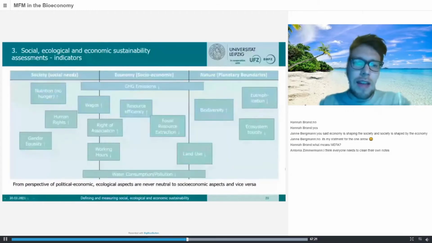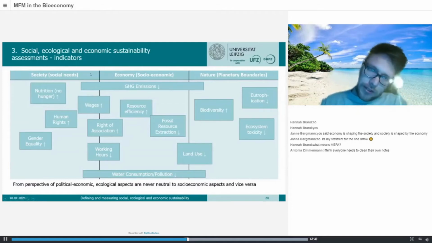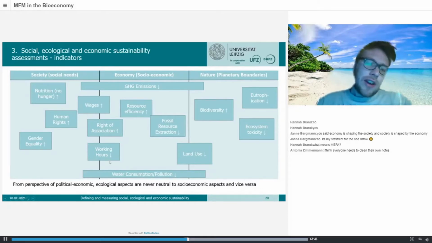So I also made a task here, and you see I come to a quite similar picture. Just one thing I saw: water consumption and pollution is as well societal, important for society, economy, and nature. Because if you have polluted water, it also has bad effects on nutrition. If you're thirsty, that's not good, and if you're thirsty and you only have polluted water, then that's even worse. But you get the main problem here, and the main line of thoughts.